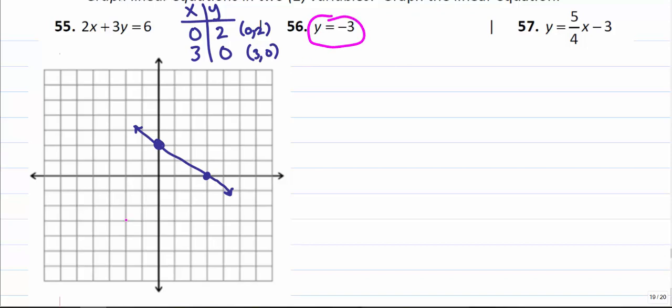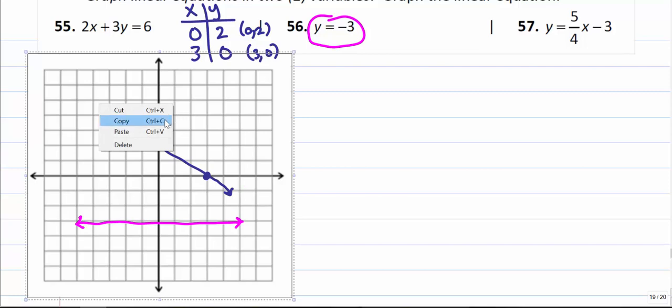y equals negative 3. Since there's no x, that's just a horizontal line through y equals negative 3. Okay.